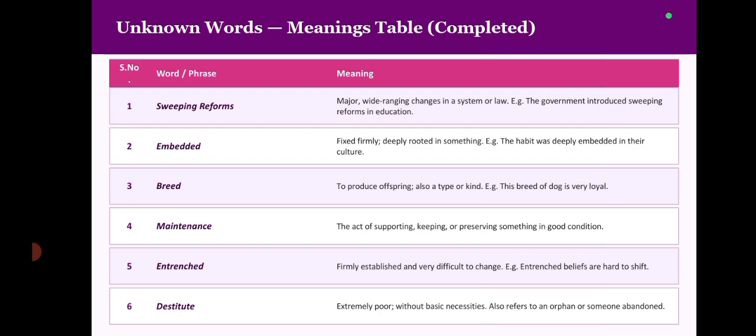It's a phrase like major term, major reforms, embedded. Although embedded means something that is fixed, we can use embedded for the stone as well, we can use embedded for the jewels, we can use embedded for the customs, for the vices, for the evils that are immersed in the society.